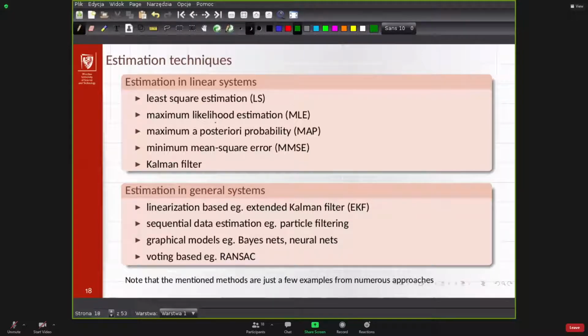You have maximum likelihood estimation that is quite similar, but uses the probability distribution parameters. Then you have maximum a posteriori probability. That's again some statistical technique. Minimum mean square error. Again, probabilistic method, Kalman filter.